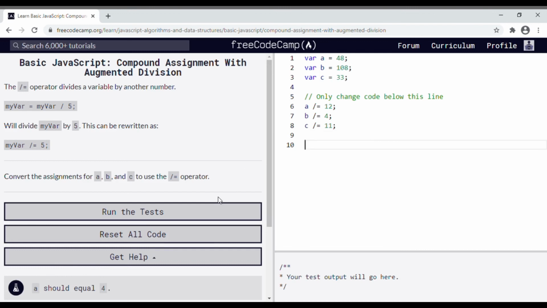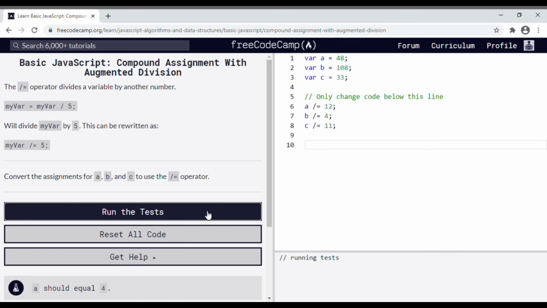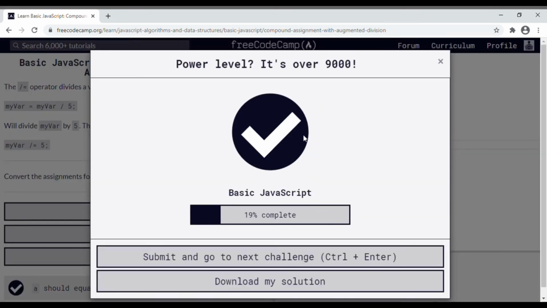But let's check if this works. Yep, okay. Let's move along.